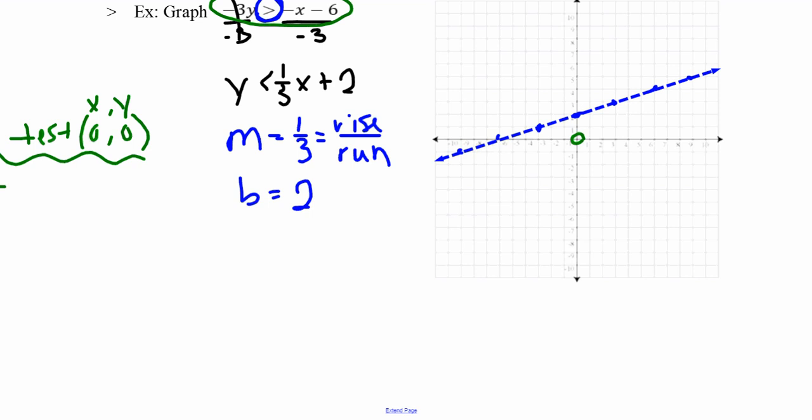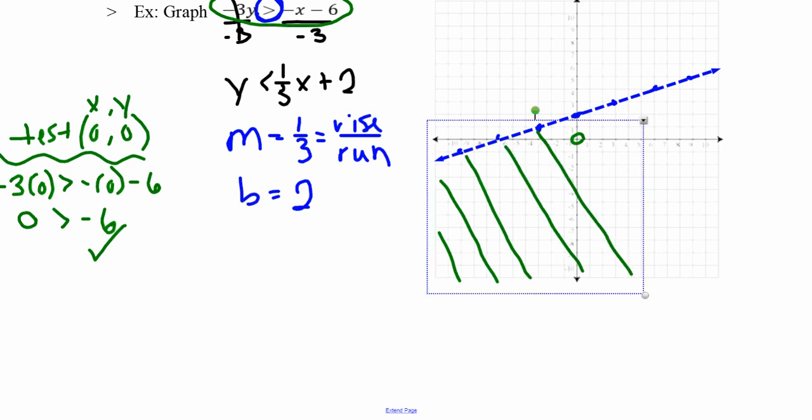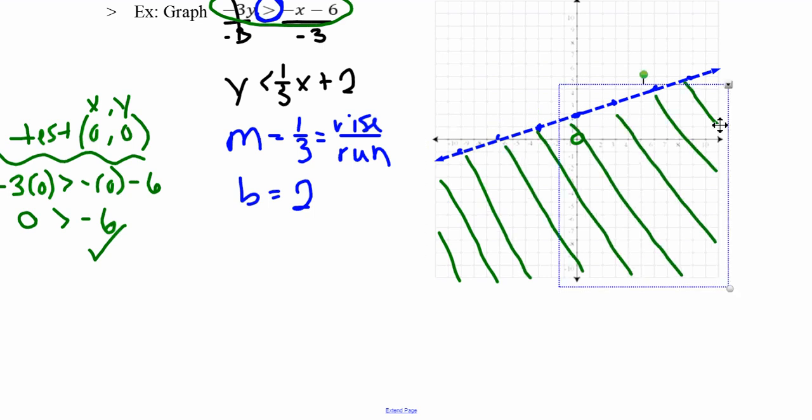So -3 times my y value, which I'm plugging in as 0, should be greater than -x value, which is also going to be 0, minus 6, and I can simplify. So this is 0 on the left side. 0 minus 6 is -6 on the right. So this is a true statement. 0 is, in fact, greater than -6. And what that means is that I do shade on the side where the test point was. So in this case, that's below my dotted line. So I'm going to just shade in down here. And that's my inequality, and I'm all set. Good job, guys. 2 down.